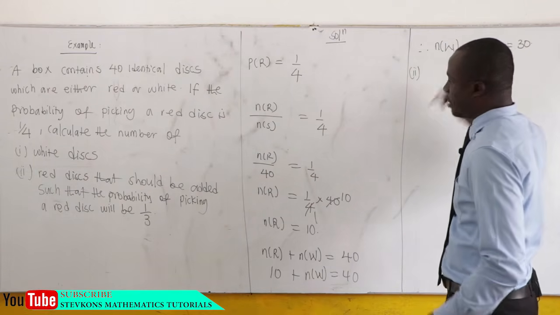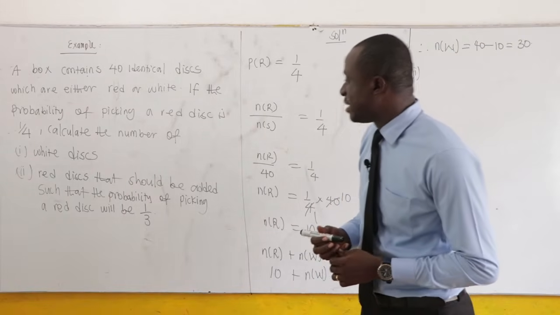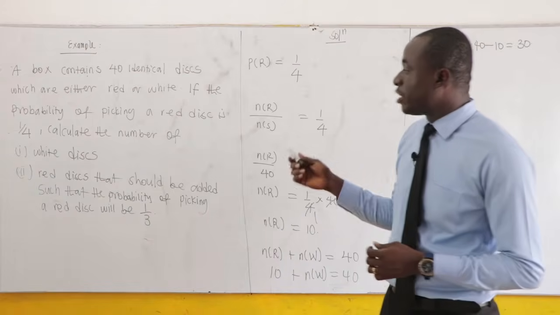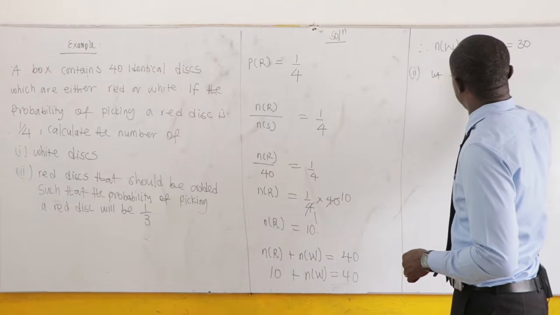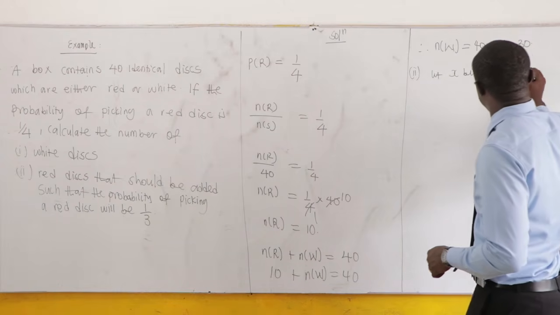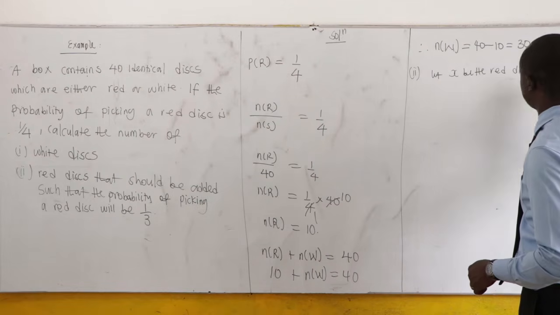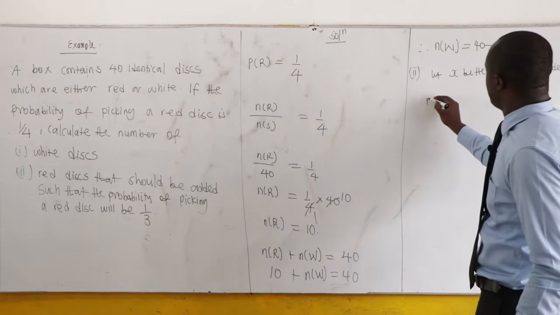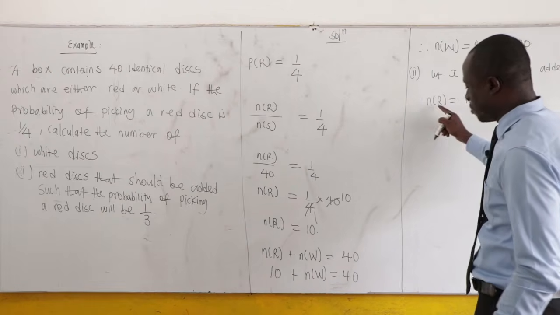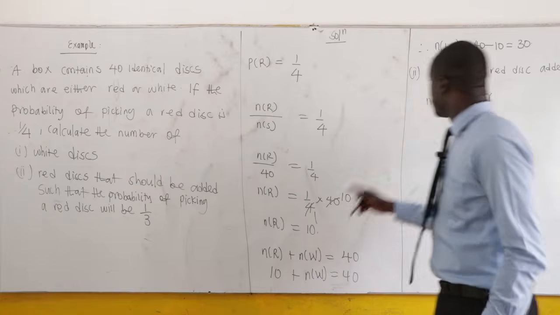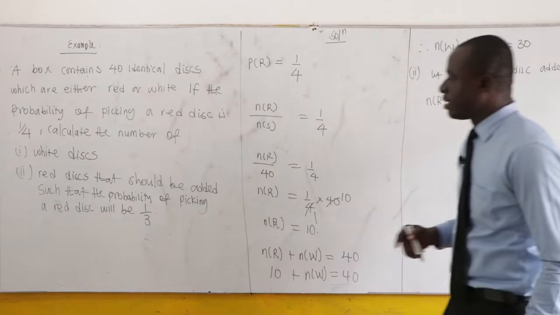Now let's see the second one. The second says we should calculate the number of red discs that should be added. So let X be the red discs added. Hence, our new number of red discs will become what? 10 plus X, because the number of red discs was 10. So the number of new red discs will be 10 plus X with respect to the second one.